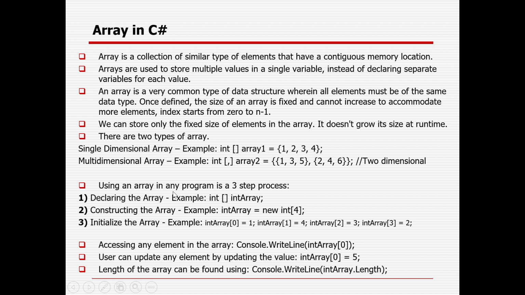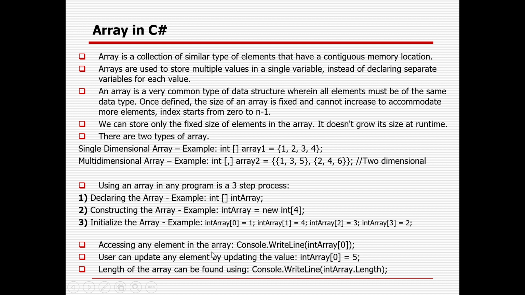So using an array in any program is a 3-step process. First we need to declare the array, that is, what is the data type and what is the variable name. Then we need to construct the array, meaning what is the size of the array. Then we need to initialize the values. In case we are having 4 elements, it will be the 0th index, first index, second index and third index. That is the way we can initialize the array.